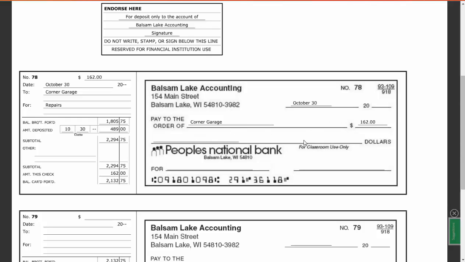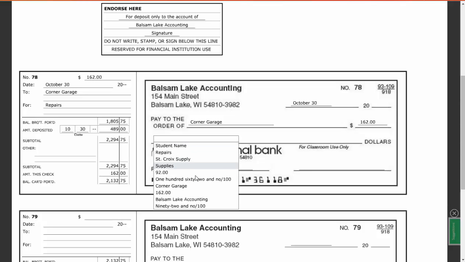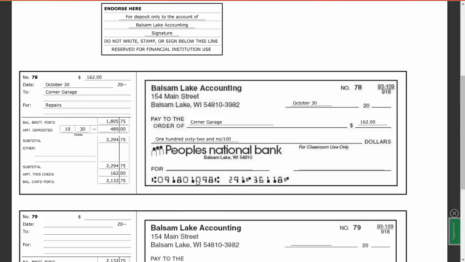The next line down below where it says Corner Garage, you're going to put the amount of the check in words. So it's going to be $162 and no over 100. And we want to make sure that we include our cents. We don't leave it off. The other thing that we would do if we were physically writing it out is I would make sure I draw a line between the cents and the word dollars.